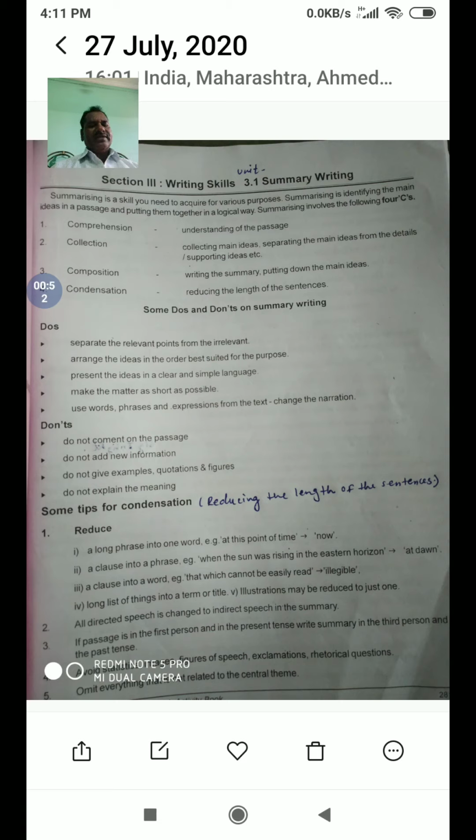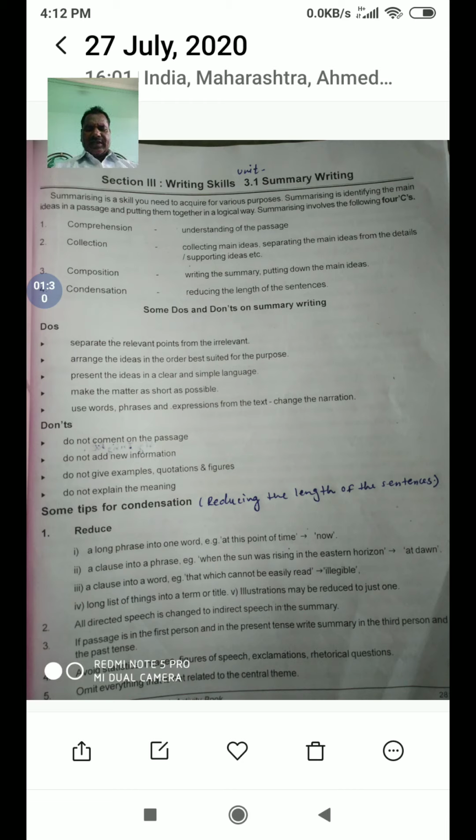Second C is collection. That is collecting main ideas, separating the main ideas from the details. Third C is composition. Writing the summary, putting down the main ideas. And last C, the fourth one, is condensation. Condensation means reducing the length of the sentences.